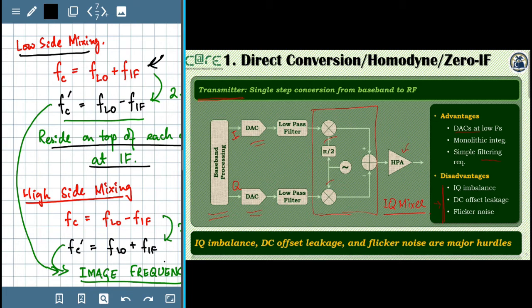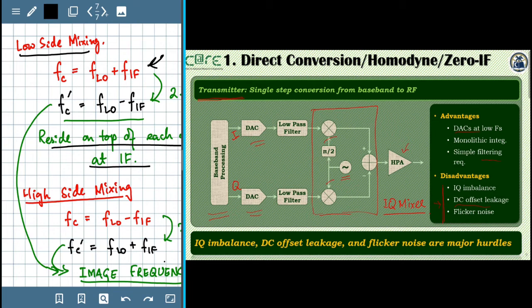The DC offset leakage: in case there is any DC component present in the I or Q branch, the consequence of this DC offset is that the LO signal, the local oscillator signal, gets leaked towards the antennas and gets even radiated. So this leads not only to the wastage of power, but also to distortions once it comes to the receive side.